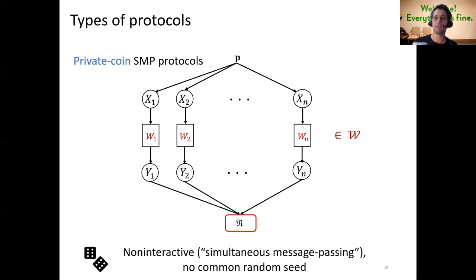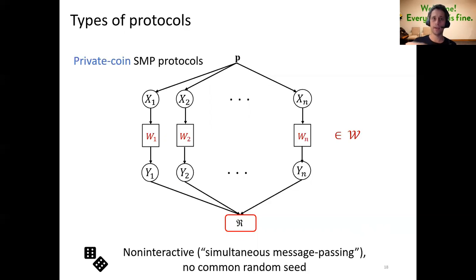There are 4 different flavors that we're going to consider in this tutorial, from weaker to stronger. Let's start with the non-interactive private coin protocols. So SMP stands for simultaneous message passing. Think of it as all users speak at the same time. They don't see the others' messages. There is no interactivity here.